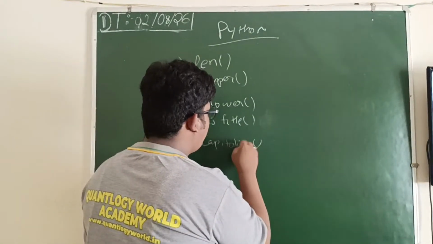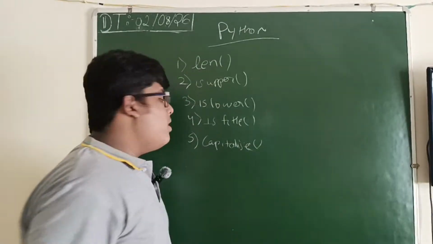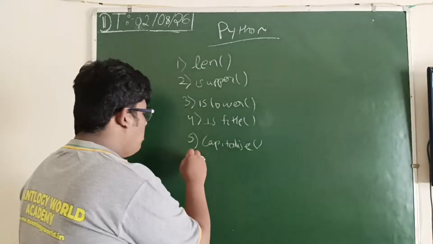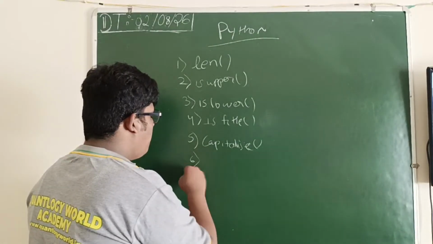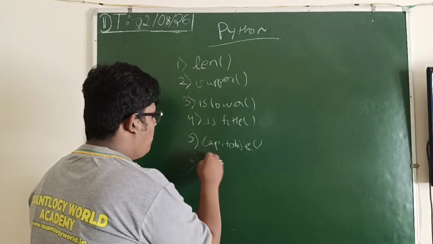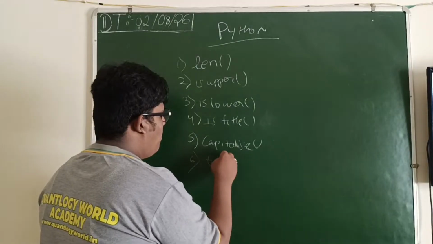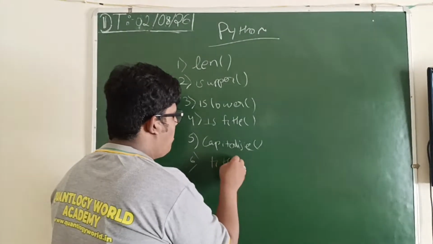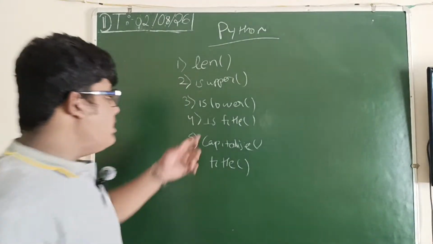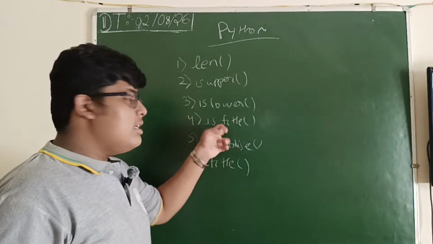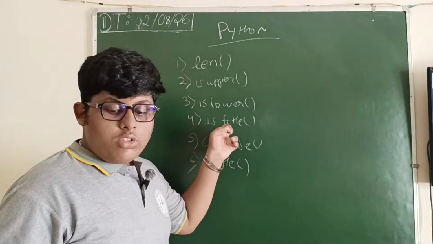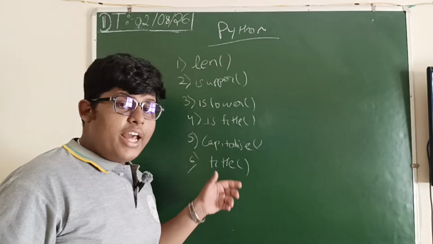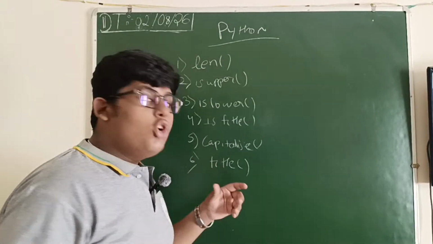Capitalize, it will convert the first character of the string to uppercase. Title, istitle, this is title and this is istitle. Istitle returns the result in true or false, and title converts the first character of the string to uppercase.